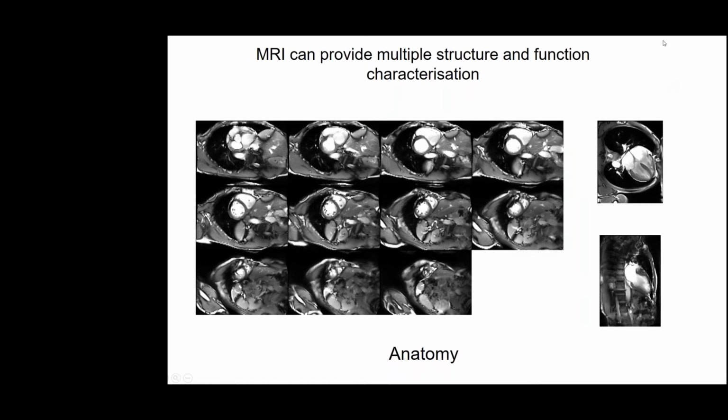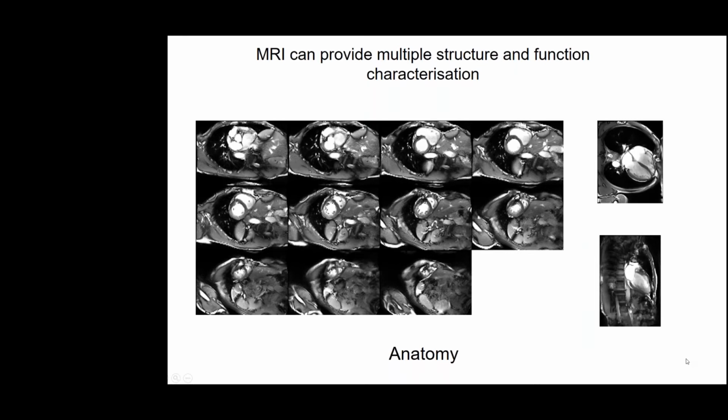Now, the main advantage of MRI is that it can give us multiple structure and function characterization. So this is the cine scan, and these are the short axis slices that I told you. They are parallel, they form a stack all the way from the base to the apex here. And then here there are two standard long axis acquisitions, one of them showing the left ventricle and the right ventricle, and the other one here is just showing us the left ventricle. This one is approximately perpendicular to this one, sometimes called a two-chamber and a four-chamber view.